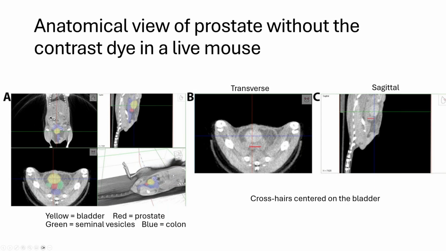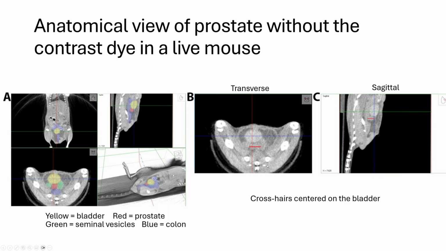So you can't see the prostate very well on this coronal section, but you can see it well on the sagittal and the transverse sections. So here is the red. The green are these seminal vesicles, which are only present in the mouse, and so that's shown in green. And then the blue is the colon. And so you can see the colon in all of the sections as well, in relation to the bladder.